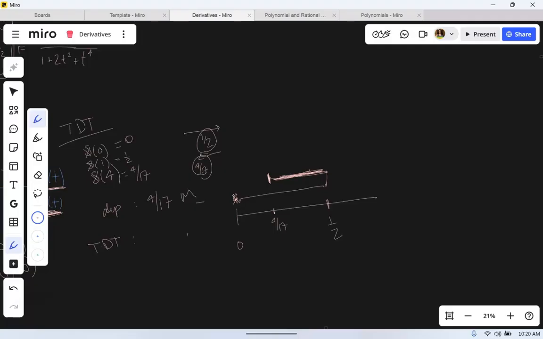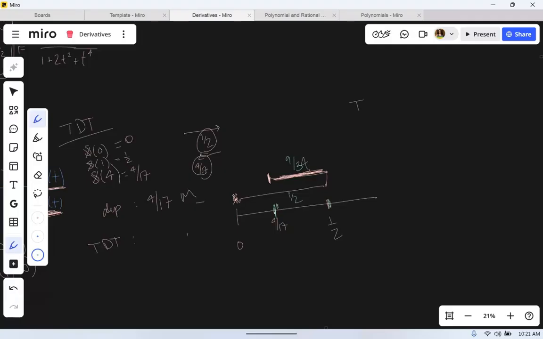It is total distance traveled, but understand how I'm finding that. So you're trying to find that so that you can add that? That's exactly right. So this is 1/2. I know he moved to the right for 1/2. But when he moved in the other direction, he stopped at 4/17. That doesn't mean he went 4/17 meters. He went from 1/2 to 4/17. So how far is that? You got to subtract them. So 1/2 minus 4/17 would be 9/34.